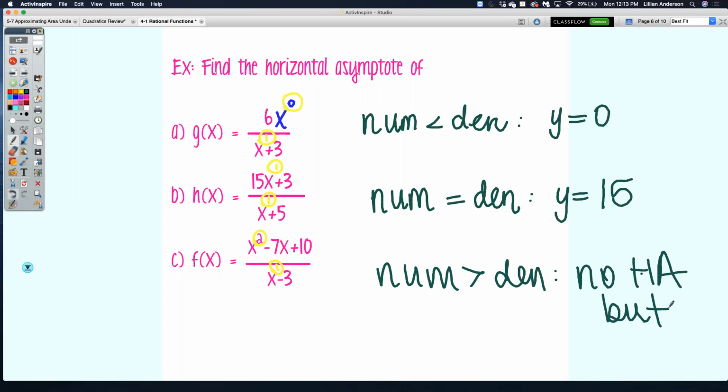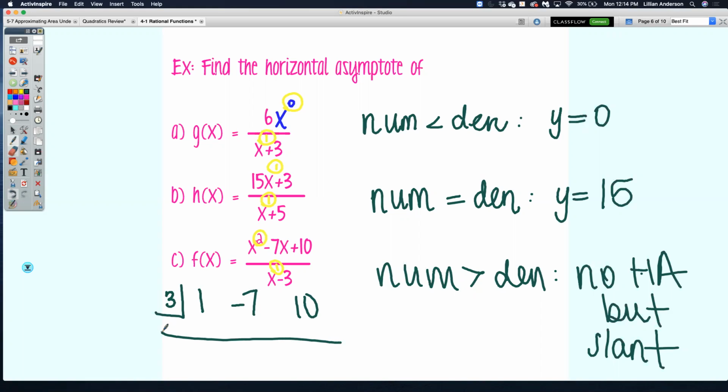To find the slant asymptote, you do synthetic division. We did synthetic division a lot in the last unit, okay? I am trying to divide x squared minus 7x plus 10 by x minus 3. I can do synthetic division here because I have a linear factor as my denominator. So I take the 3, which is the opposite of the denominator, and then I take the coefficients of my numerator. That's 1, -7, and 10. Hopefully you guys haven't forgotten this over break.